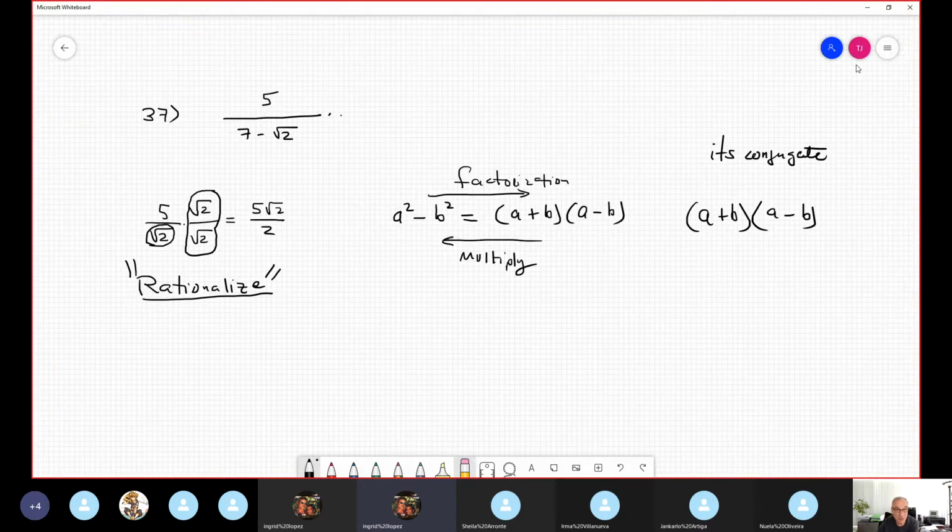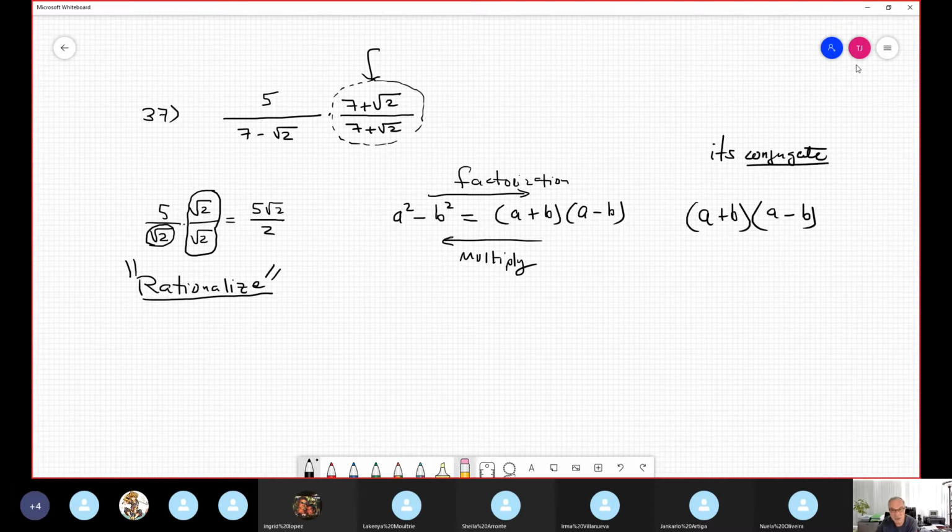Therefore, I create one smart one now, similar to this idea, but using the conjugate, which is 7 plus radical 2. And remember, any expression divided by itself is 1. So this, again, is a smart one. But in this case, a little bit more complicated because it's using the conjugate idea.